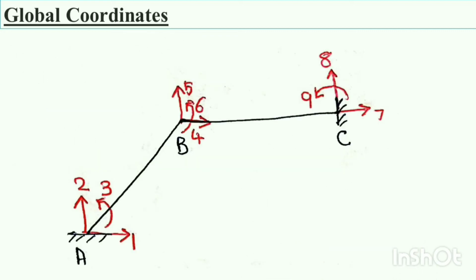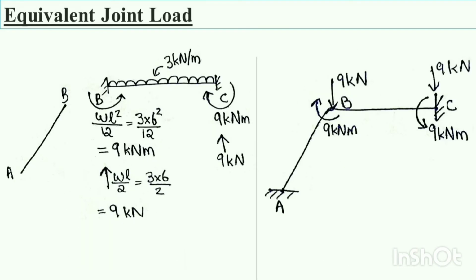Now we can mark the global coordinates of each joint. For a frame member, 3 displacements are possible at a joint. So at A, let the coordinates be 1, 2 and 3: 1 in x direction, 2 in y direction, and 3 is the rotation in z direction. Similarly at B, let the coordinates be 4, 5 and 6, and at C let the coordinates be 7, 8 and 9. Now we have to find the equivalent joint load.